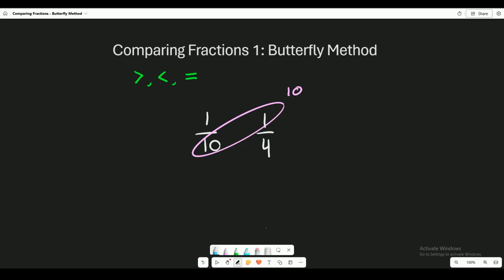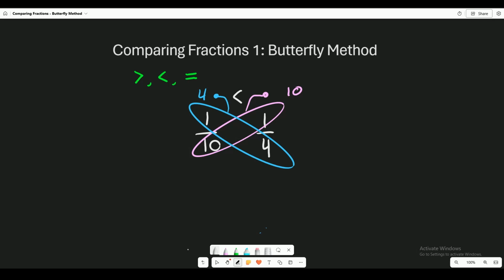Let's go with this blue. 4 times 1 is equal to 4. Don't forget your antennas to tell you where they go, right there. One goes there, and one goes there. So now we can compare, right? We know that 4 is less than 10.